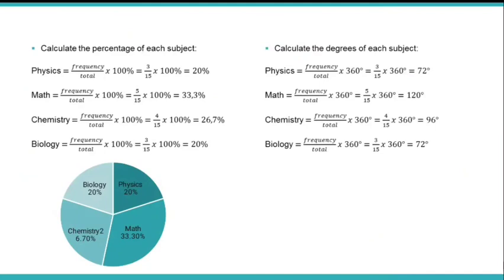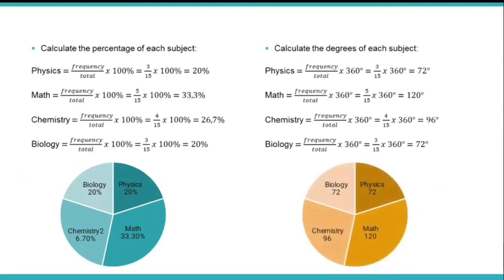Math equals 120 degrees. Chemistry equals 96 degrees. Biology equals 72 degrees. So, from the result above, we can draw a pie chart with physics 72 degrees, math 120 degrees, chemistry 96 degrees, and biology 72 degrees.